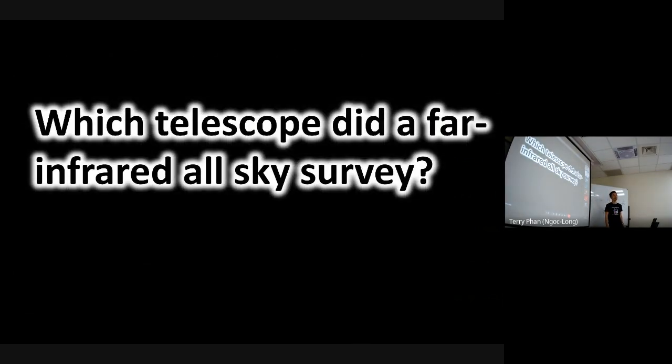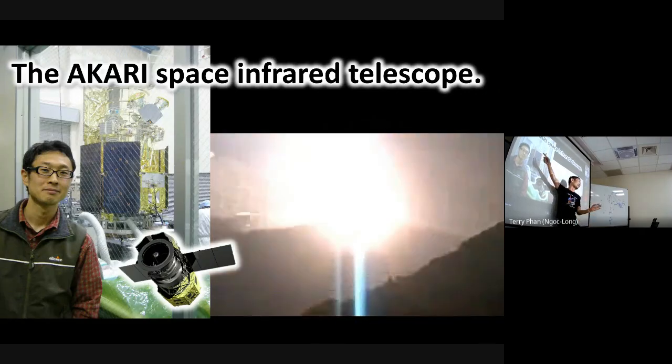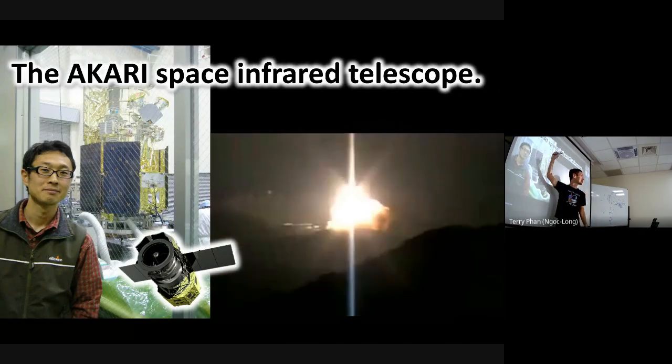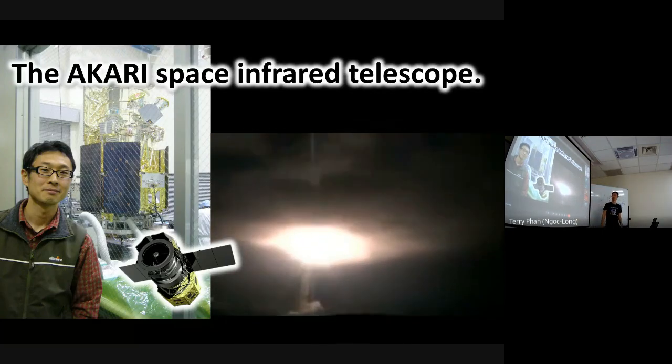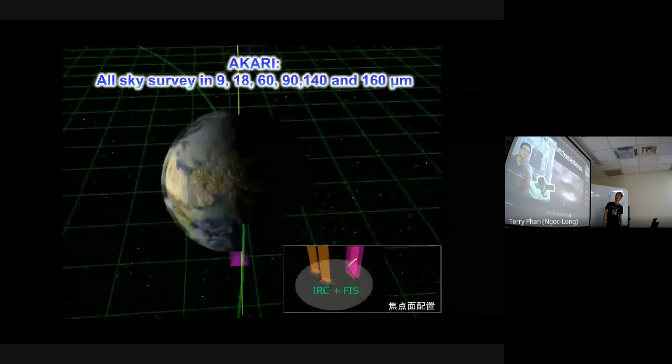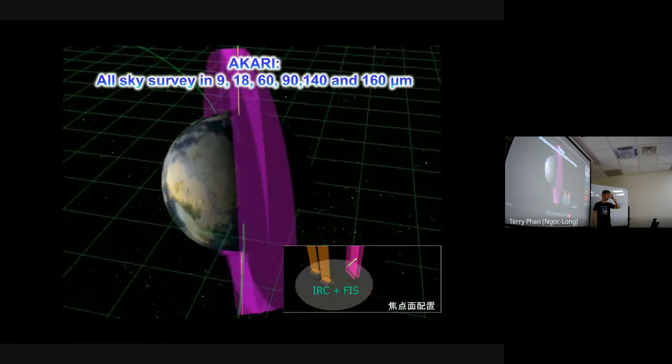And who has a far infrared all-sky telescope? Do you know who has it? Yes, I have it here. This is our team's far infrared all-sky survey telescope called Akari. This, by the way, is the launch movie. We launched a space telescope and we did an all-sky survey like this.